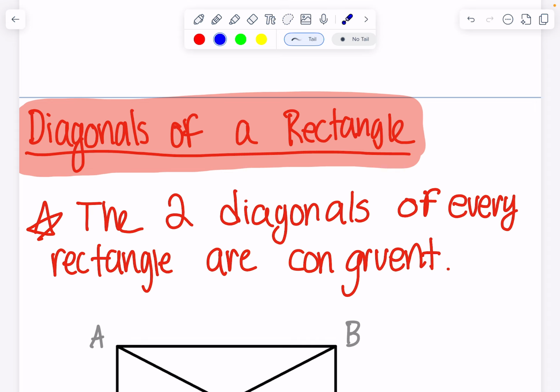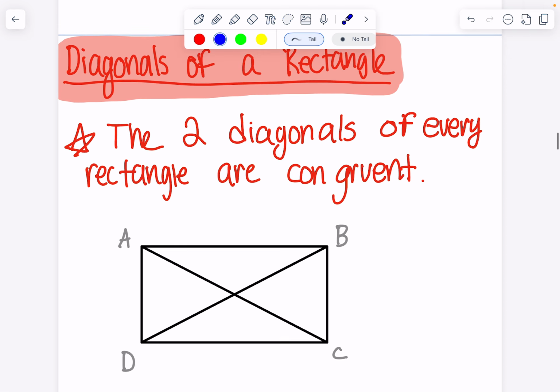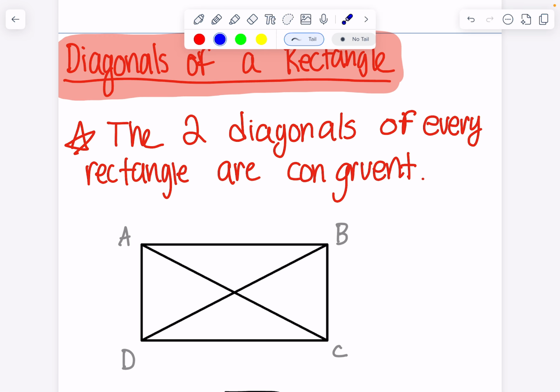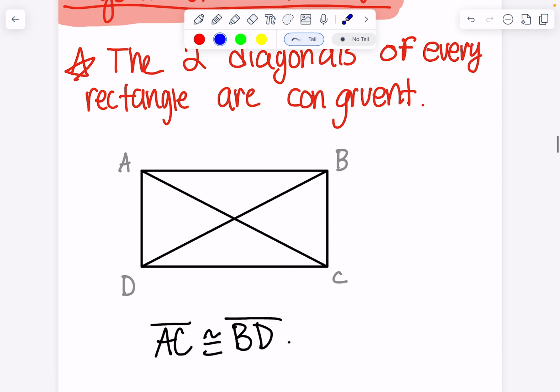But now we get this even more powerful idea, and here it is. The diagonals of every rectangle are congruent. So here's rectangle ABCD. What I can conclude, because rectangle ABCD is a rectangle, is that AC is congruent to BD. This is pretty handy dandy.